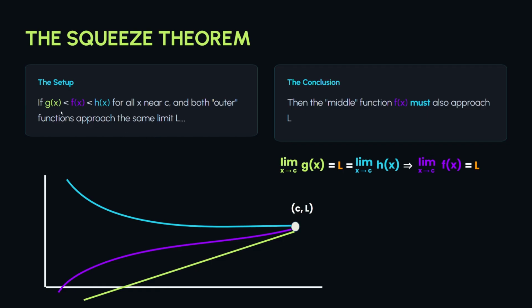Next up is a highly tested concept, the squeeze theorem. Let's look at the setup. If you have a situation where g of x is less than f of x is less than h of x for all x near c, and both of those outer functions approach the exact same limit, L, then we reach our conclusion. The middle function f of x must also approach L. Formally, if the limit as x approaches c of g of x equals L, and the limit as x approaches c of h of x equals L, this implies that the limit as x approaches c of f of x must equal L.